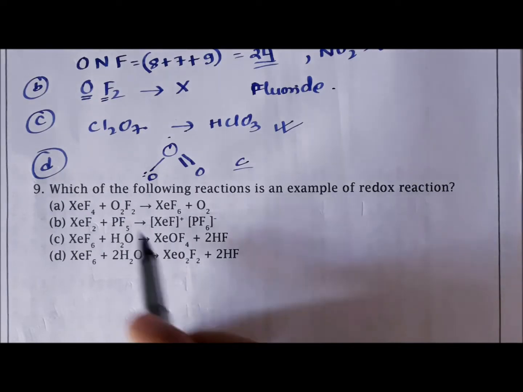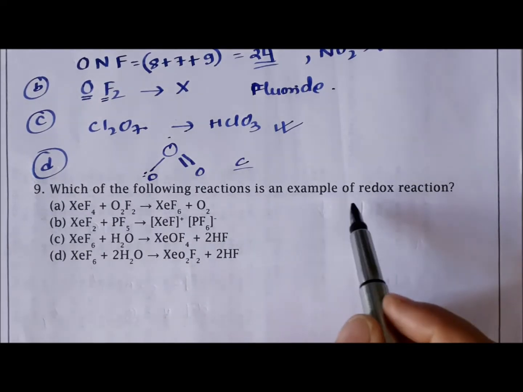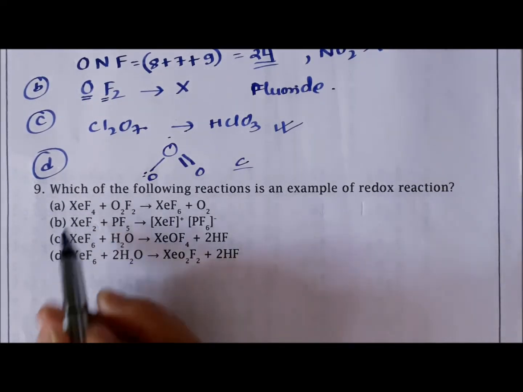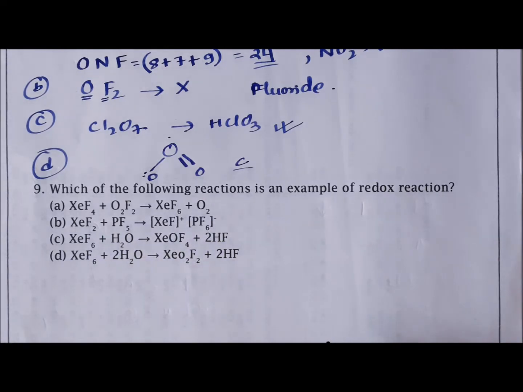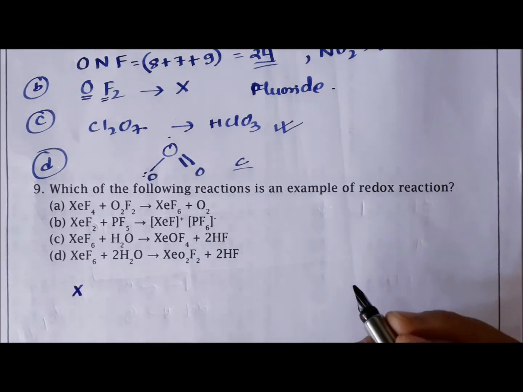Now next question, which of the following reactions is an example of redox reaction? A, B, C, D is given. So what is a redox reaction? Where oxidation and reduction take place simultaneously, right? So let us check whether the reaction is redox or not. For that we should know the oxidation number, whether there is a change in the oxidation number or not.